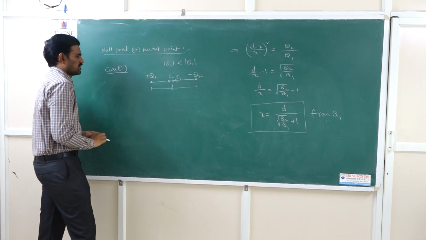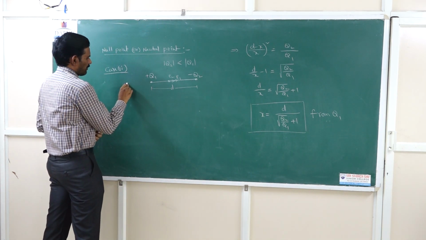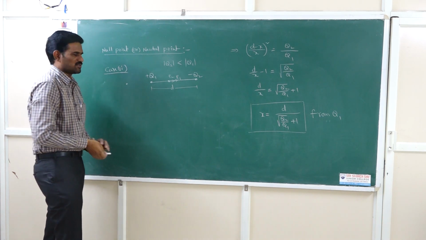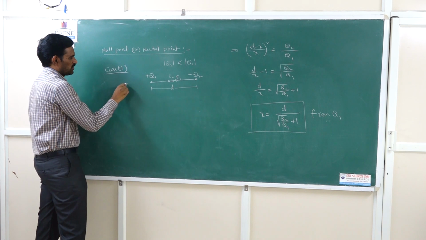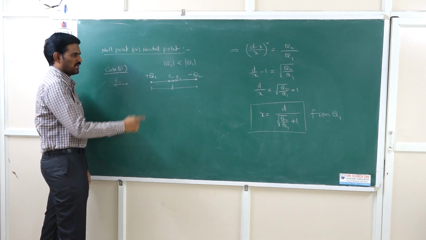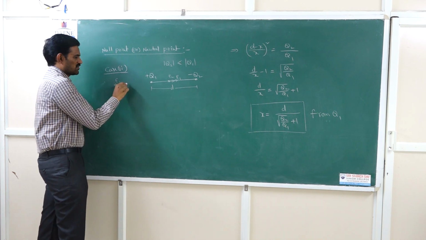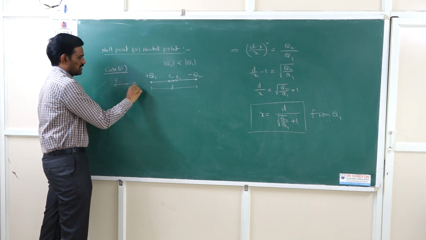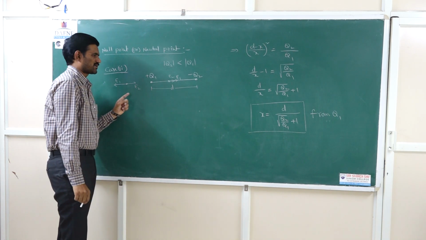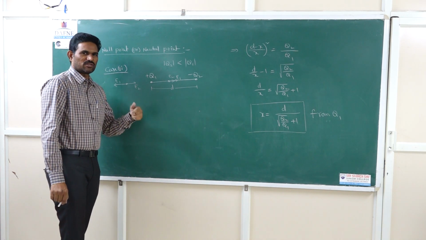And now suppose I am taking this side, outside the charges, on the left side of Q1. The electric field due to this Q1 is away from the charge like this because it is a positive charge, and the electric field due to this negative charge is towards the charge. So E2 will be along this direction. So they are in opposite directions, so there is a chance of getting the neutral point here.